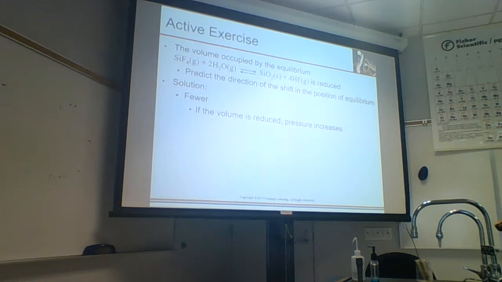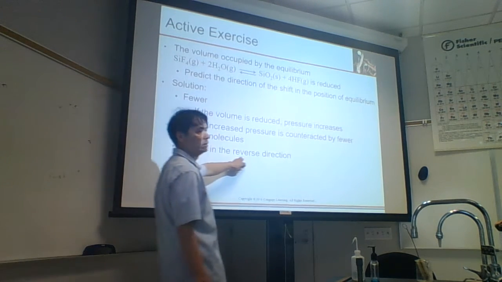If the volume is reduced, what side does it go? If the volume is reduced, it goes to the 75 liter side, which means a shift to the left, which means reverse reaction. But this is very wordy. So basically all we have to say is the shift is in the reverse, or the shift is to the left.